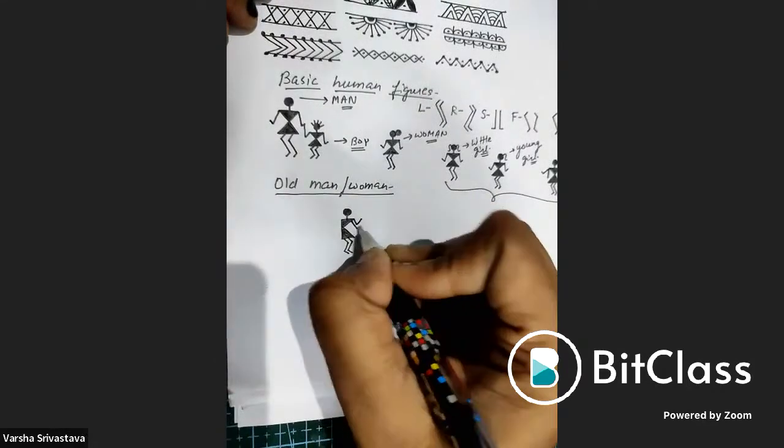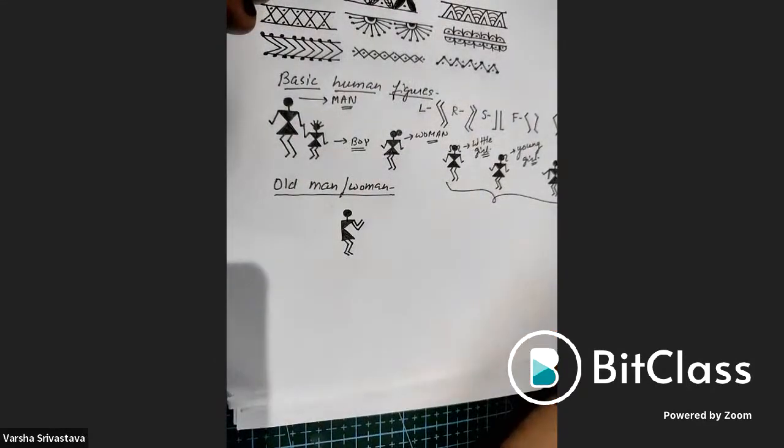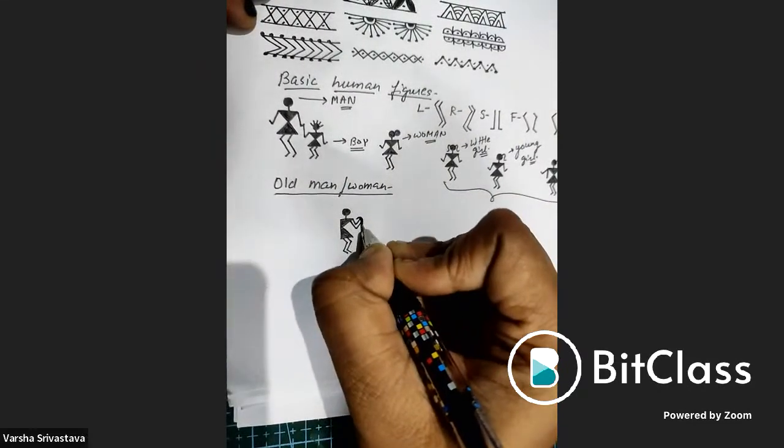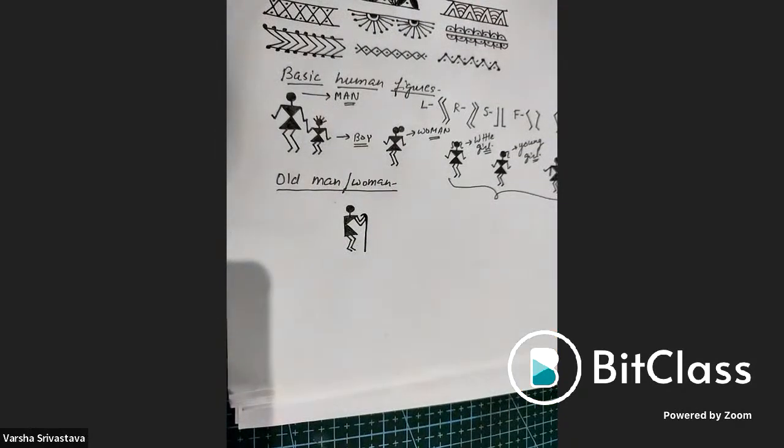And another V. Thank you so much for the reactions. Okay. And then the curve and the stick. So this is an old man with a straight back.